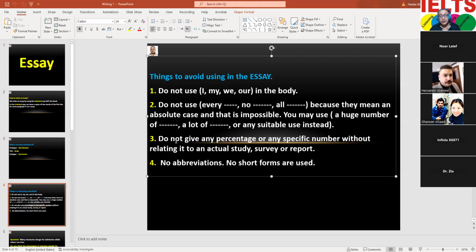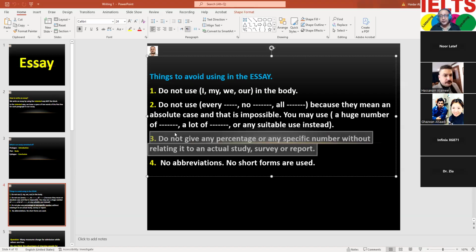Number 3. Do not give any percentage or any specific number without relating it to an actual study, survey, or report. In other words, do not give any percentage or any specific number if it is not mentioned in the question.